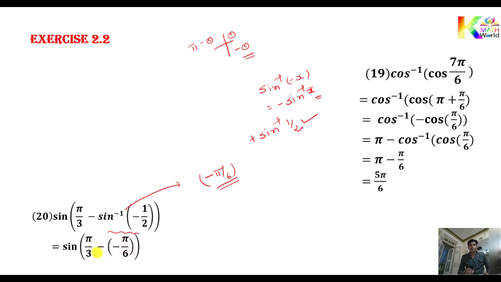So now minus minus plus. So you get sine of pi by 3 plus pi by 6. So 60 plus 30, that should be 90. 90, that is sine pi by 2, and sine 90, that is 1. So that will be your answer. Question number 21.